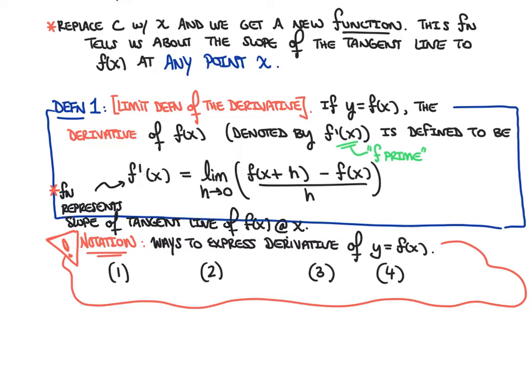Now, one of the tricky parts about the derivative is that there's four ways that we express this in terms of the notation that we use. The first way, so for this function y equals f of x, the first way you'll see the derivative is f prime of x, the one that we've talked about. Sometimes you'll see us write just y prime. It means the same thing.